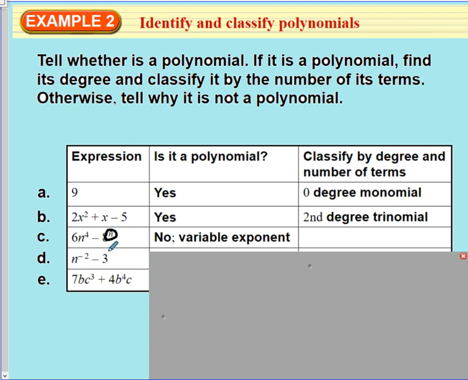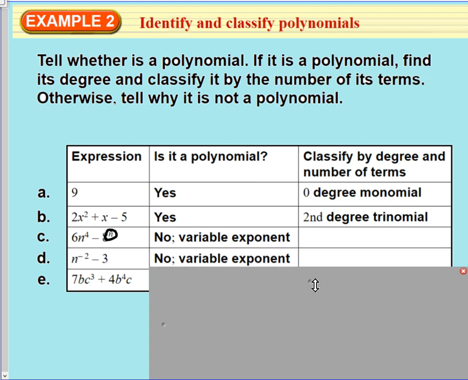All right, then we've got n to the negative 2 power minus 3. Again, this is also not considered a polynomial because I've got this negative 2, okay, up here, and this should say negative exponent, not variable exponent. Because I've got this negative 2 in here.